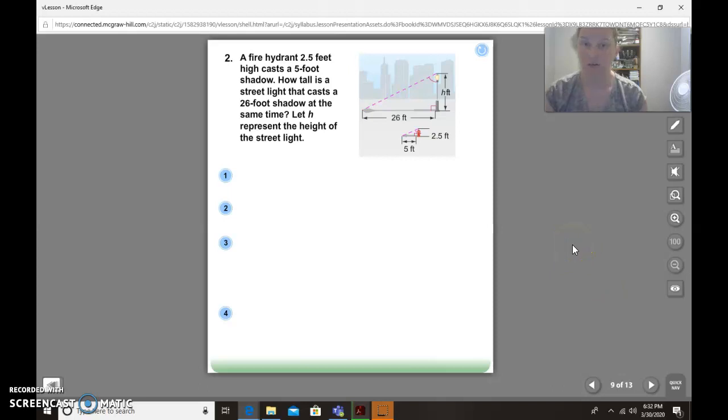A fire hydrant of 2 5/10 feet high casts a 5-foot shadow. How tall is a street light that casts a 26-foot shadow at the same time? Let H represent the height of the street light. All right, so we have H here. Here's your shadow, 26 feet. Here, you know this hydrant's 2.5, and its shadow is 5 feet. So they're saying that these two are similar. So you've got your shadow, you've got your height. Here's your hydrant.